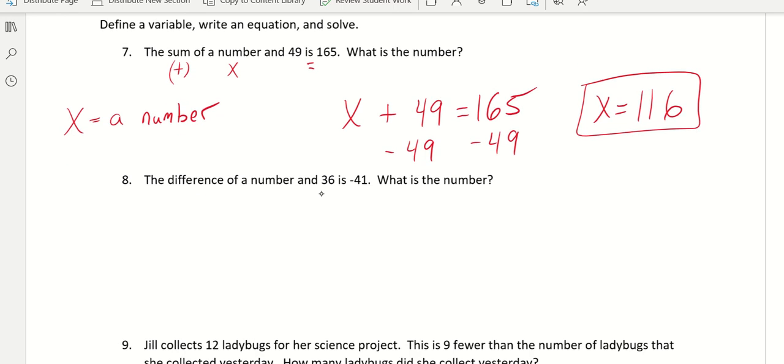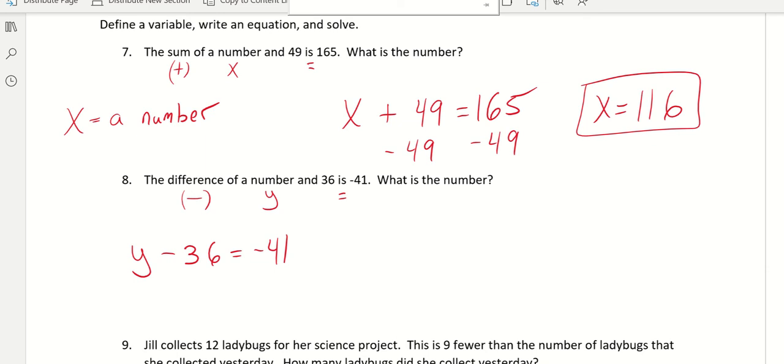The difference, that means we're going to subtract, of a number. I'll use y this time. And 39 is, that means equals negative 41. So the difference of a number, y, and 36, so y minus 36 is negative 41. What is the number? What's the inverse of subtracting 36? It's going to be adding 36. So we add 36 to both sides, and we get y equals negative 41 plus 36 gives us negative 5.